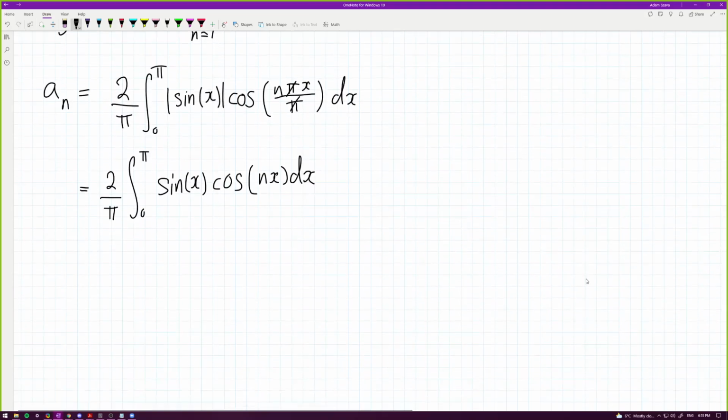And we just got to remember the formula here, which is that sine alpha cosine beta equals 1/2, sine of alpha minus beta.